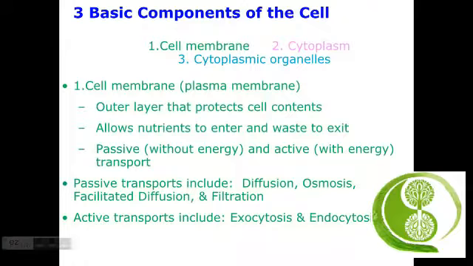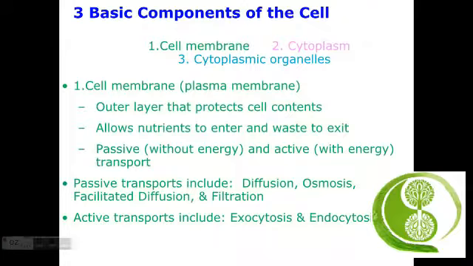There's three basic components of the cell. There is the cell membrane, there's cytoplasm, and then the cytoplasmic organelles. We'll start with the cell membrane. This is also commonly referred to as the plasma membrane.